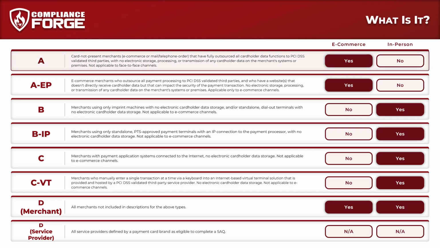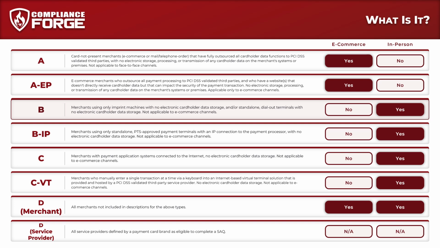SAQ-A is for card-not-present merchants, e-commerce, or mail and telephone order that have fully outsourced all cardholder data functions to PCI DSS validated third parties, with no electronic storage, processing, or transmission of any cardholder data on the merchant's systems or premises. It is not applicable to face-to-face channels. SAQ-A-EP is for e-commerce merchants who outsource all payment processing to validated third parties and who have a website that does not directly receive cardholder data, but that can impact the security of the payment transaction. It is applicable only to e-commerce channels.